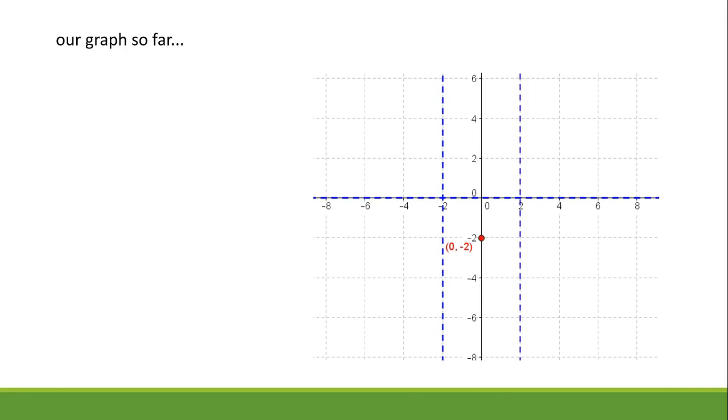So this is what our graph looks like now. We still have our point at (0, -2). That was our y-intercept. But now we have these vertical asymptotes and horizontal asymptote that are dividing our graph up into some pieces.